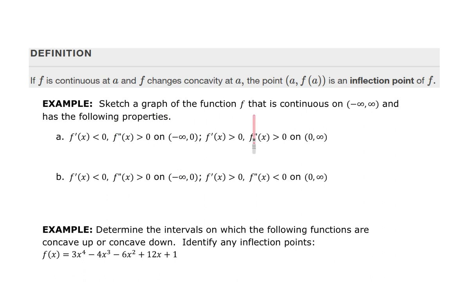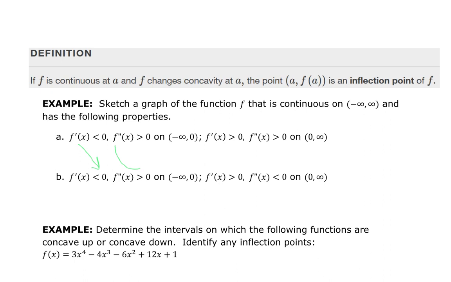So let's sketch the graph with this information. We are continuous from negative infinity to infinity. The first derivative is less than 0 between negative infinity and 0. What does that tell me? That tells me I am going down, I am decreasing. The second derivative is greater than 0, so that tells me I am concave up.